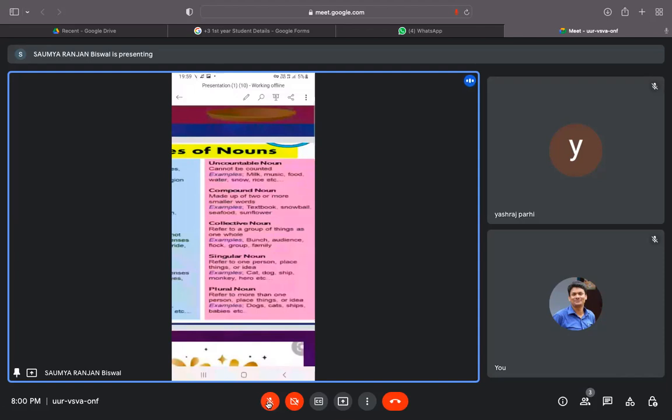Next we will go to collective noun. What is collective noun? It refers to a group of things as one whole. We have read in our class about collective noun. We take an example like a bunch of keys. This describes in one word that the keys are in a bunch. Examples: bunch, audience, flock, group, family.